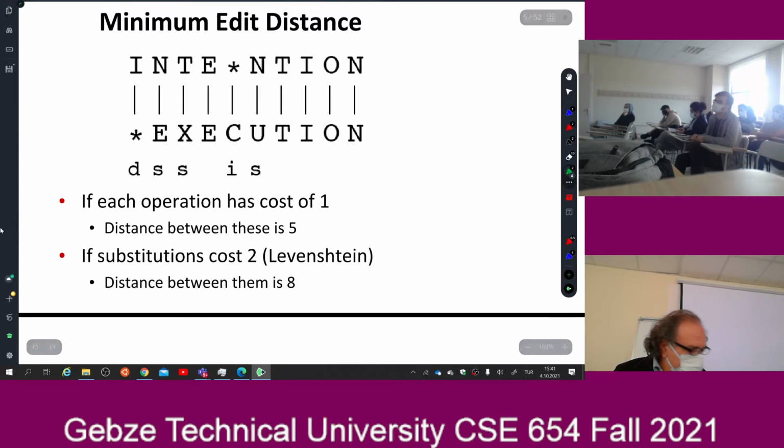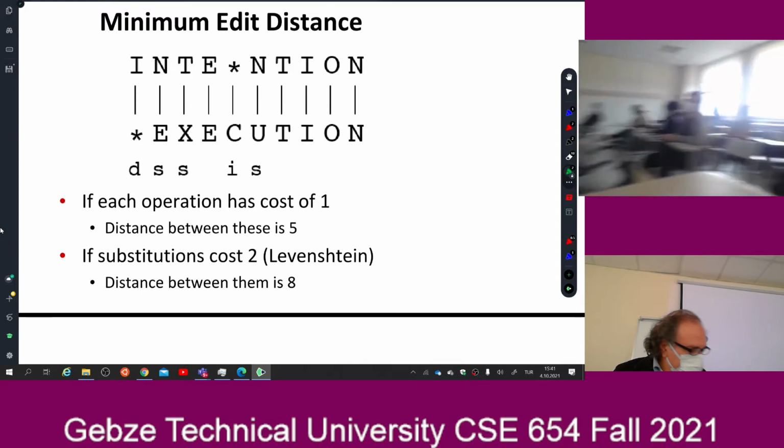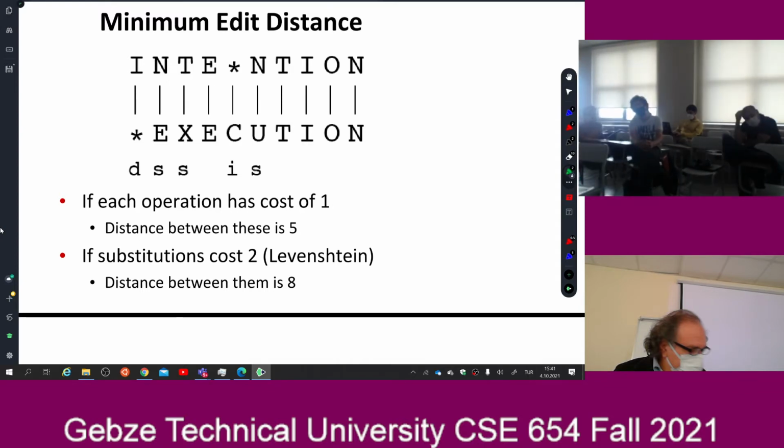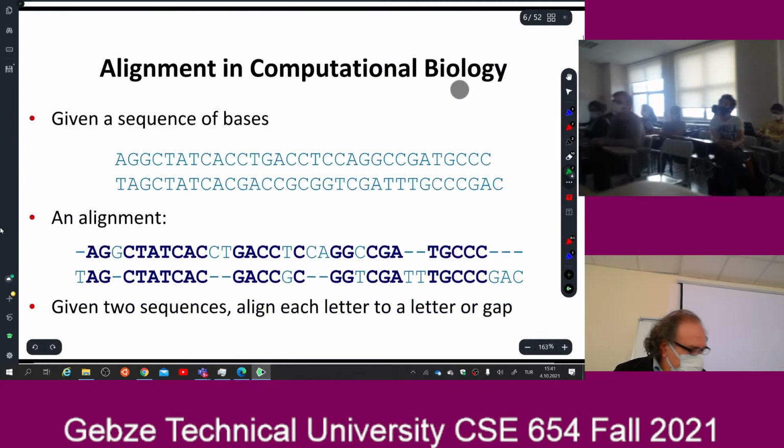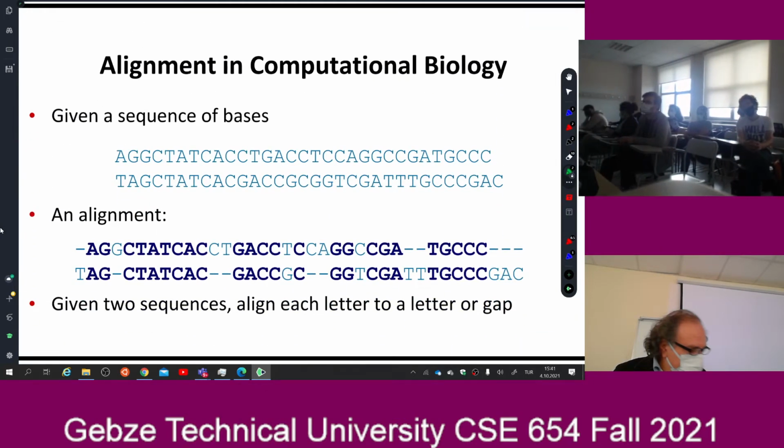This Levenshtein way of doing things says that substitution costs 2, so the cost between these two is 8: delete, substitute, insert, and substitute. So one of the first methods that I'm going to look at is the brute force way of doing things. Again, this is a very common problem.